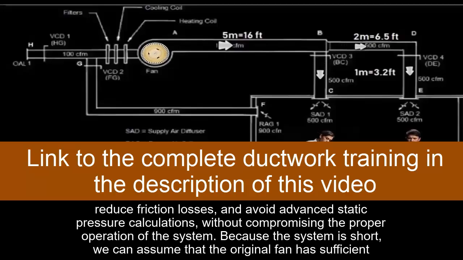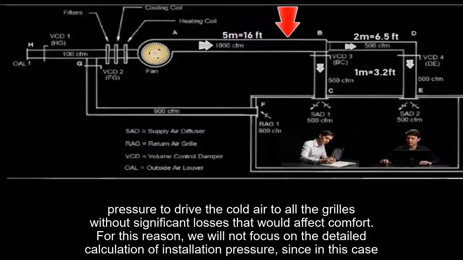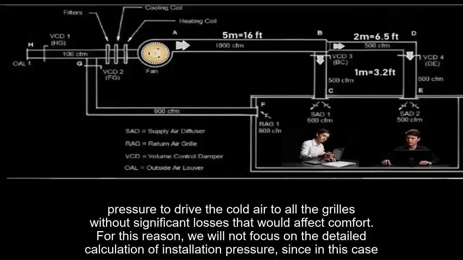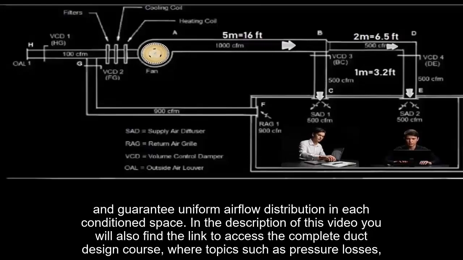Because the system is short, we can assume that the original fan has sufficient pressure to drive the cold air to all the grills without significant losses that would affect comfort. For this reason, we will not focus on the detailed calculation of installation pressure, since in this case it does not constitute a critical parameter. Instead, we will focus the analysis on air velocity inside the duct, since this variable is decisive to ensure quiet operation, avoid vibrations, minimize annoying noise, and guarantee uniform airflow distribution in each conditioned space.